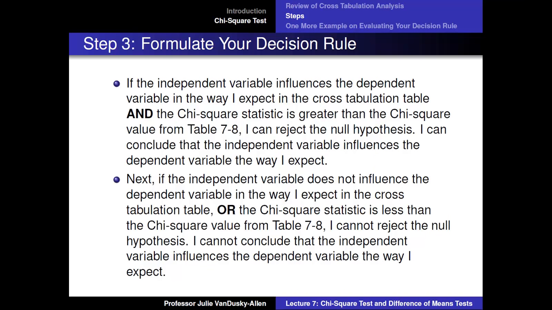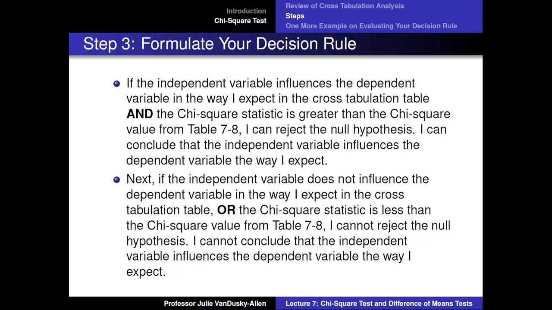Step 3 is to write your decision rule. Your decision rule should be based on this entire template here. If the independent variable influences the dependent variable in the way I expect in the cross-tabulation table, and the chi-square statistic is greater than the chi-squared value from table 7-8, I can reject the null hypothesis. I can conclude that the independent variable influences the dependent variable the way I expect.